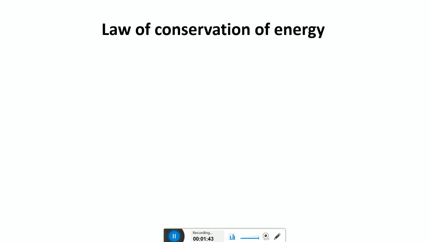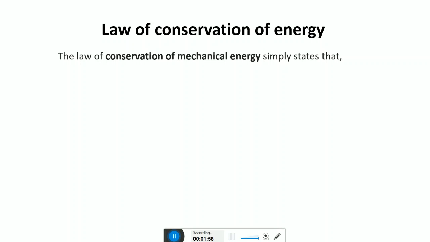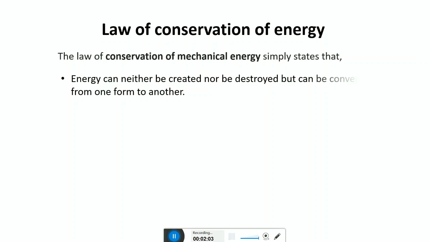The conservation of energy is one of the most important concepts in physics. It does not only apply to mechanics but is a universal truth. It states that energy can neither be created nor be destroyed, but can only be converted from one form to another. For example, electrical energy to kinetic energy and to potential energy.